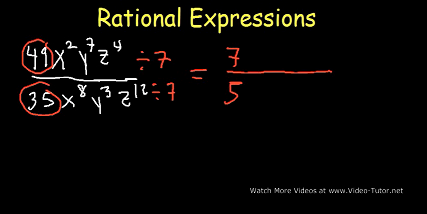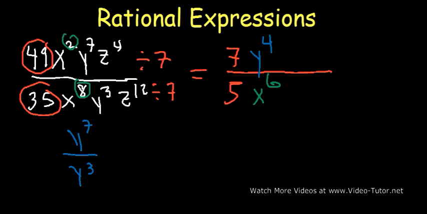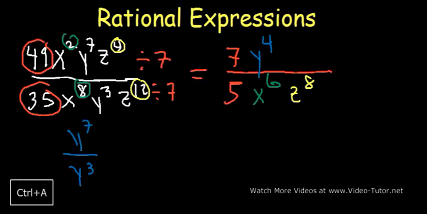So now next I would move to the variables. Let's look at y. Y to the 7th divided by y to the 3rd. When you divide, you need to subtract the exponents. 7 minus 3 is 4. Now if we look at the x, notice that there's more x variables on the bottom. So what I'm going to do is subtract it backwards. 8 minus 2 is 6, but because I subtracted backwards, I'm going to put it on the bottom. Same thing with z. I'm going to subtract it backwards. 12 minus 4 is 8, so I'm going to get z to the 8th on the bottom. So that's how you can simplify that particular rational expression.